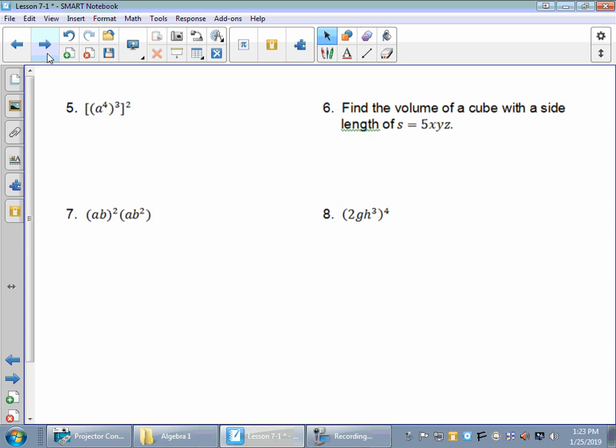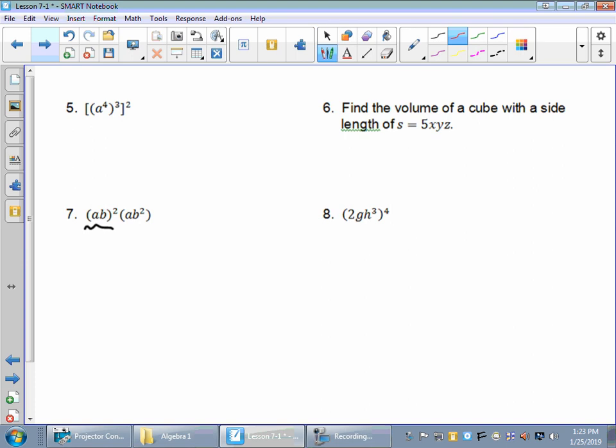Let's try number 7 because we got (ab) squared times ab squared. But the difference is, where is the 2? In this case, the exponent is outside the parentheses, which means everything inside the parentheses, this whole ab, is squared. And then the second one, it's ab squared with nothing outside the parentheses. So that's just saying that the b is the only thing squared there. Okay? So I'm going to do the shortcut again first, just to kind of look at it.